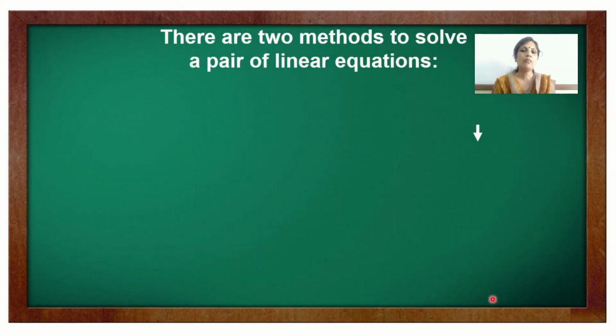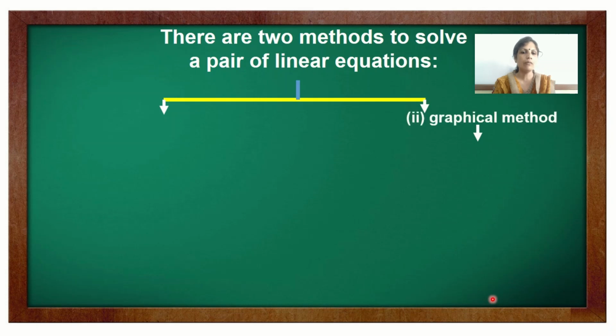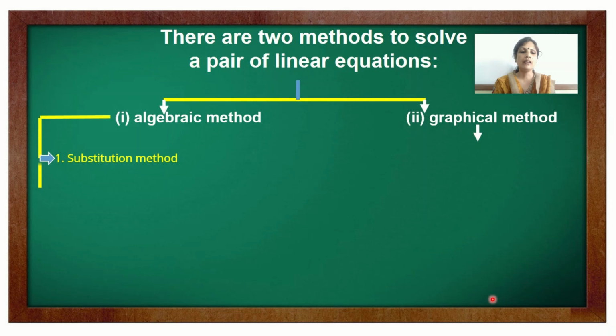Now there are 2 methods to solve a pair of linear equations. Which are these 2 methods? We have learned them in the previous year also. These 2 methods are algebraic method and graphical method. Now in algebraic method there are again 3 more methods: the substitution method, second is the elimination method, and the third is the cross multiplication method.